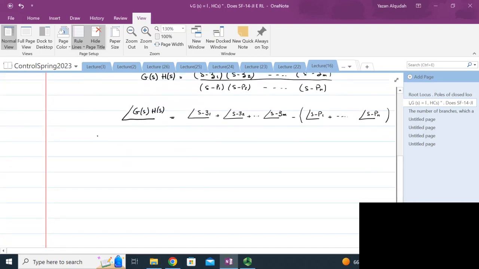Now why are we doing this? Because I want to determine whether s belongs to the root locus. When does s belong to the root locus? If this angle is equal to what? 180 degrees. So s belongs to the root locus if G(s)H(s) has an angle equal to 180 degrees or any odd multiple of 180 degrees. So you can just take 2r plus 1, where r equals 0, plus or minus 1, plus or minus 2, etc.